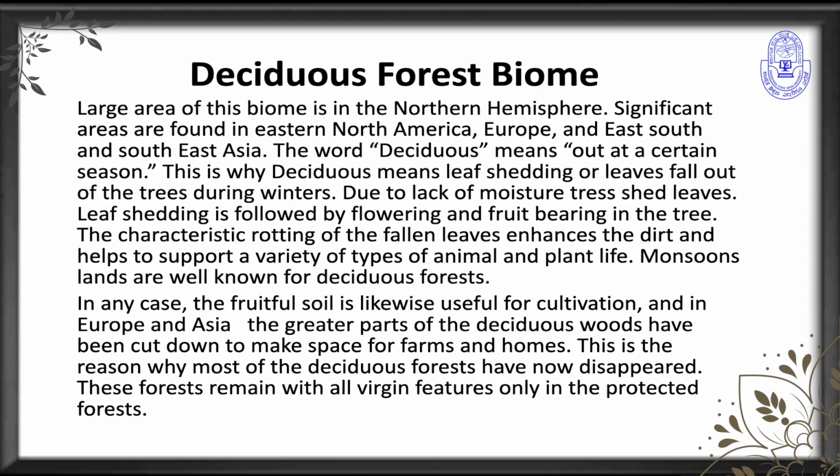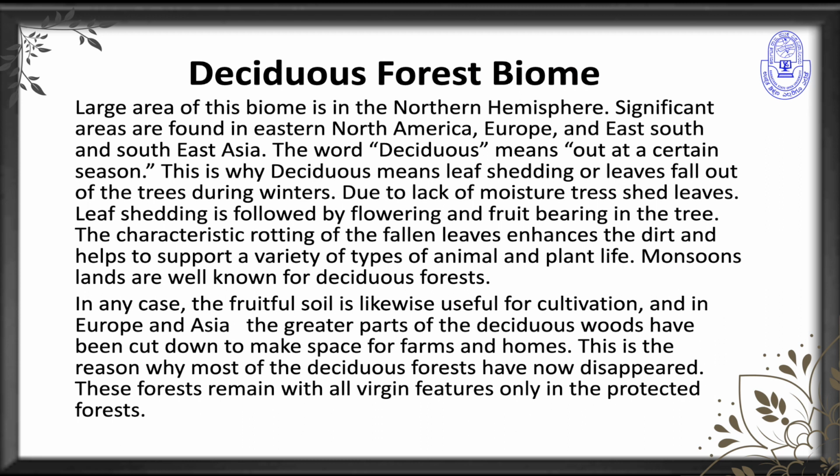Due to lack of moisture, trees shed leaves. Leaf shedding is followed by flowering and fruit bearing in the tree. The characteristic rotting of the fallen leaves enhances the soil and helps to support a variety of types of animal and plant life. Monsoon lands are well known for deciduous forests.